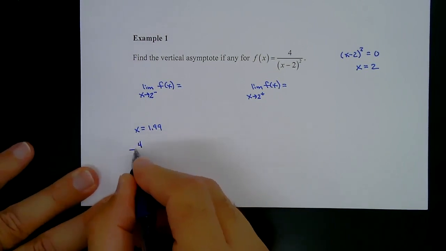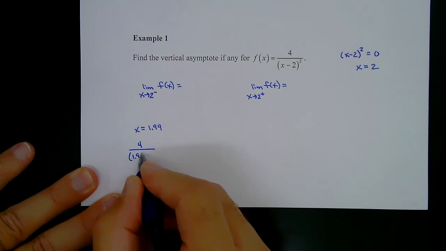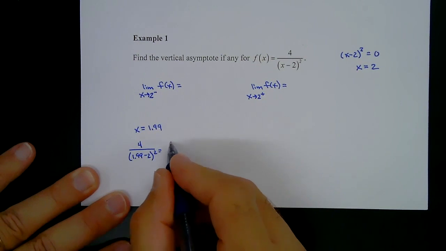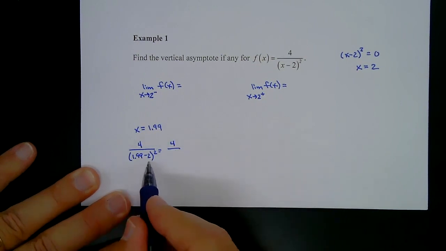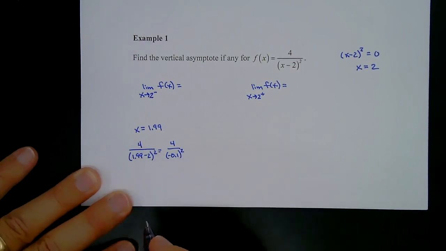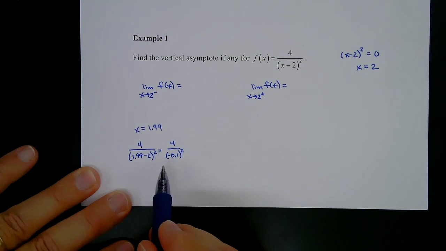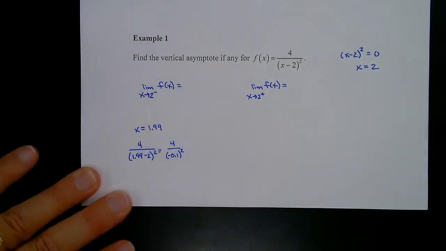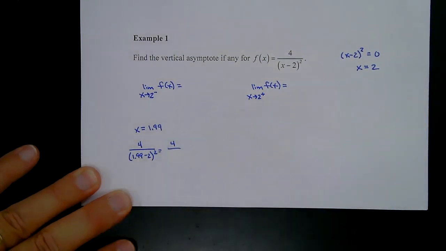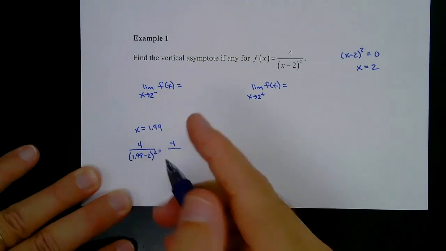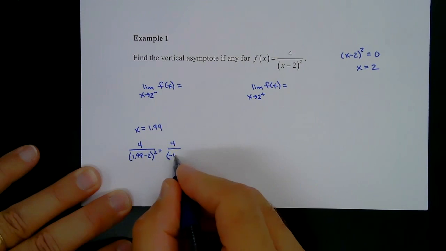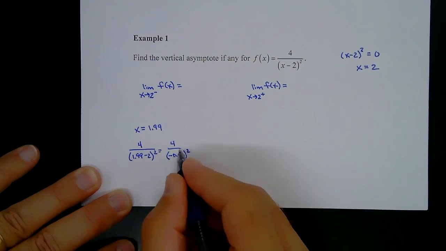This would be 4 over 1.99 minus 2 squared. Okay, so that would be 4 over, well, 1.99 minus 2 would be negative 0.1 squared, right? So what's negative 0... You know what? I'm sorry, I just did a calculation error. Okay, so this is going to be right here, negative 0.01 squared.